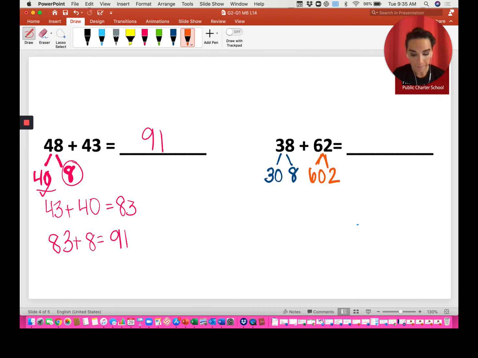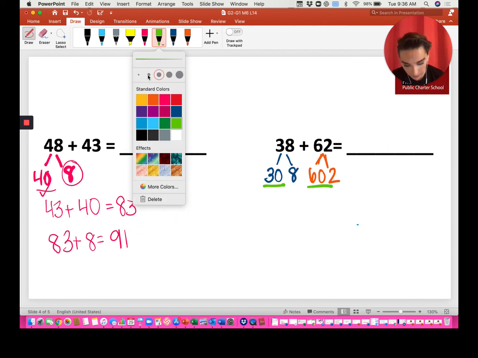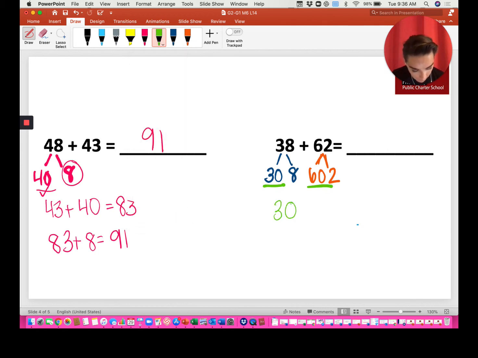Very good. Now, who can remember what they think we added first when we decomposed both numbers? What did we add first? We added the 10s first. And so I'm going to look for the numbers that show 10s, and I'm going to add them first. The two numbers that show 10s are 30 and 60. And so I am going to add 30 plus 60 first.